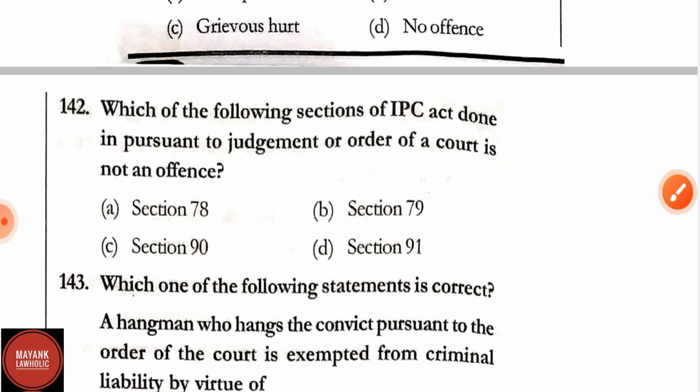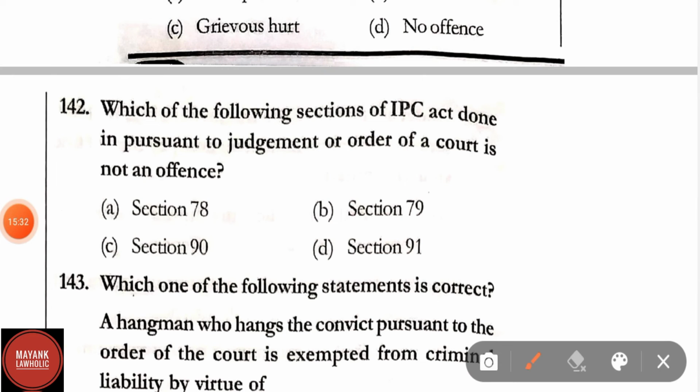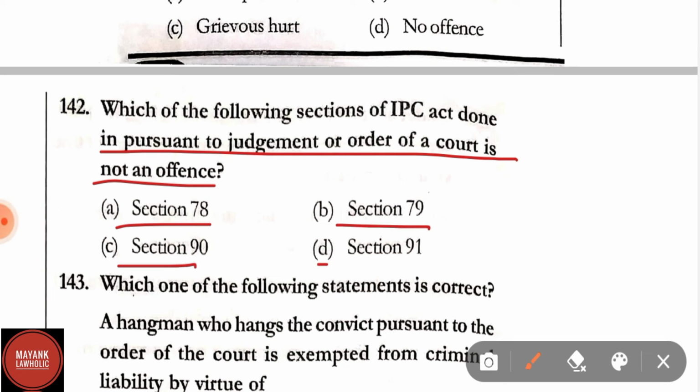Question number 142. Which of the following sections of IPC, act done in pursuance of judgment or order of a court, is not an offence? Options are section 78, section 79, section 90, section 91. Correct answer is option A, that is section 78.